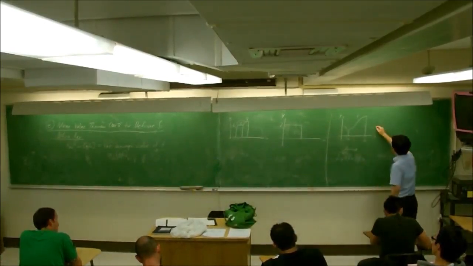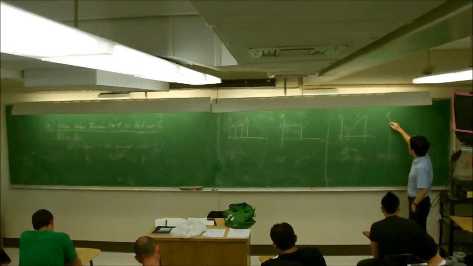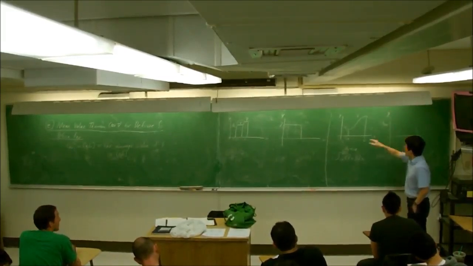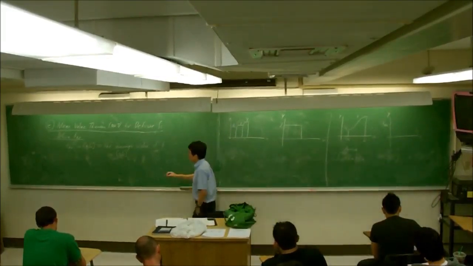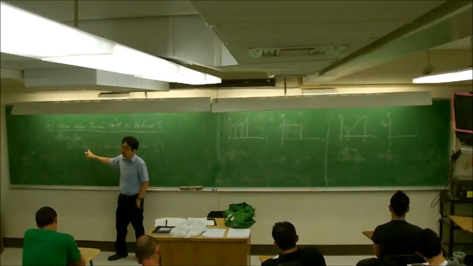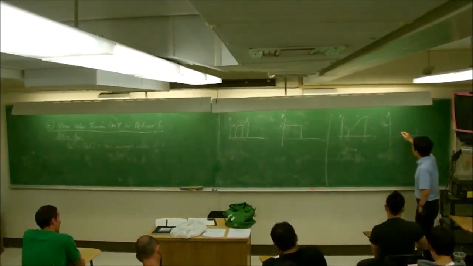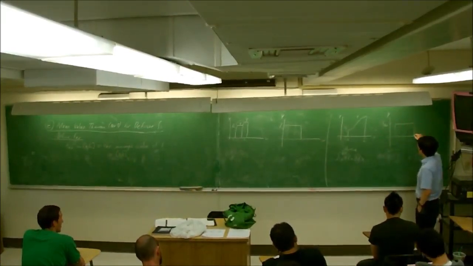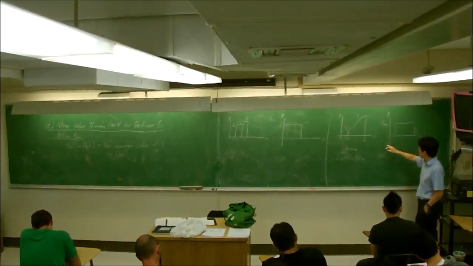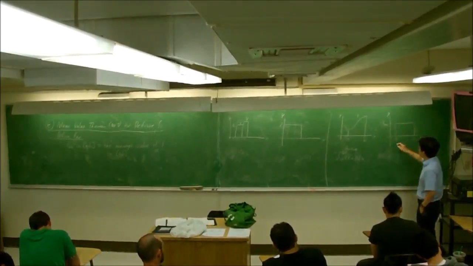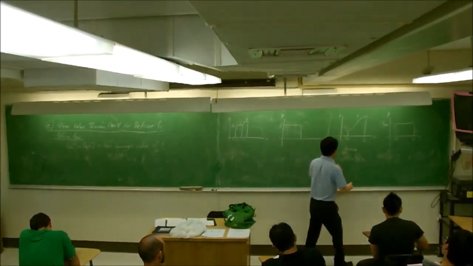Now, what's the idea? X-axis, y-axis. How do I define the average value of f on this interval? The areas are equal, or the sum of signed areas. So what's the idea?